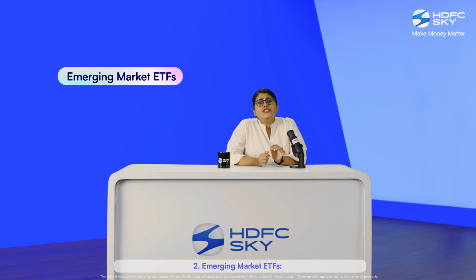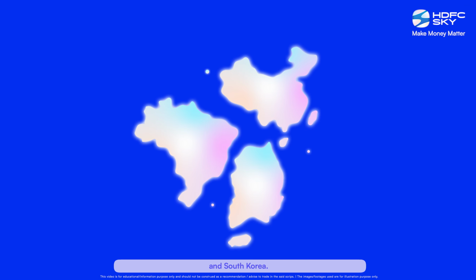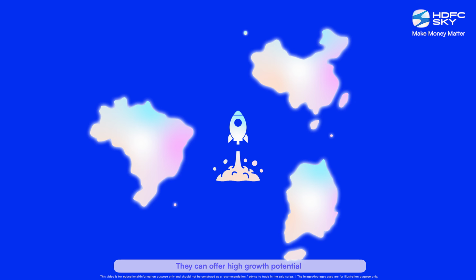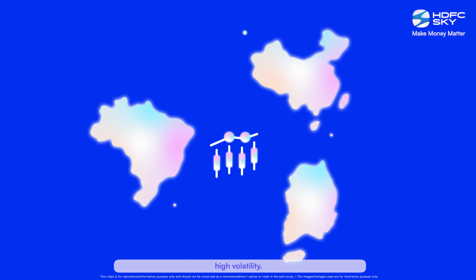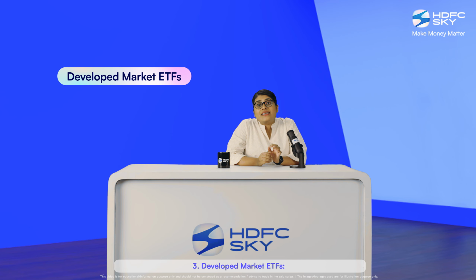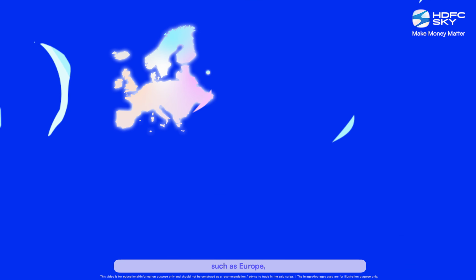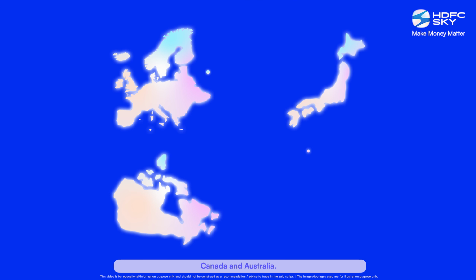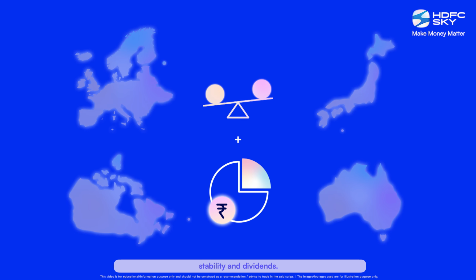Second is emerging market ETFs. These focus on stocks from emerging economies like China, Brazil, and South Korea. They can offer high growth potential but also come with high volatility. Third is developed market ETFs. These ETFs include stocks from developed economies such as Europe, Japan, Canada, and Australia. They typically offer stability and dividends.